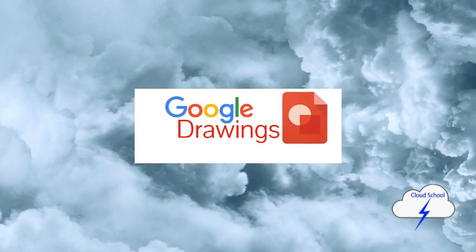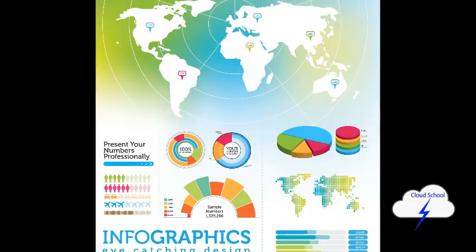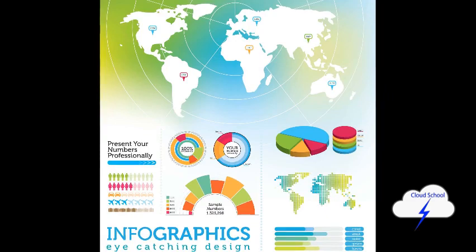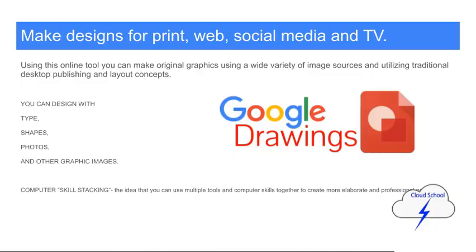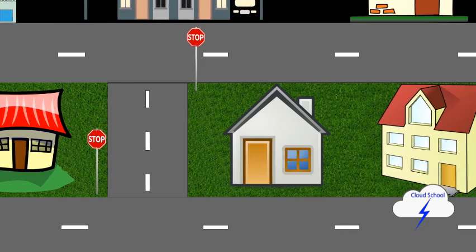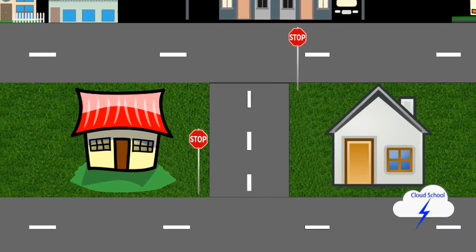What are Google Drawings? And what can you make? With Google Drawings you can make all kinds of print, web, video and TV elements. With Google Drawings you can make all kinds of designs for print, web, social media, and television.